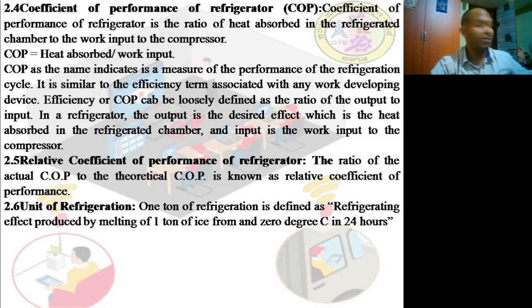So once again, COP, the coefficient of performance, is equal to heat absorbed divided by work input. As the name itself indicates, COP is a measure of the performance of a refrigeration system, or it may be an air conditioning system. It is similar to the efficiency term associated with any work developing device. Efficiency or COP can be defined as the ratio of output to input.